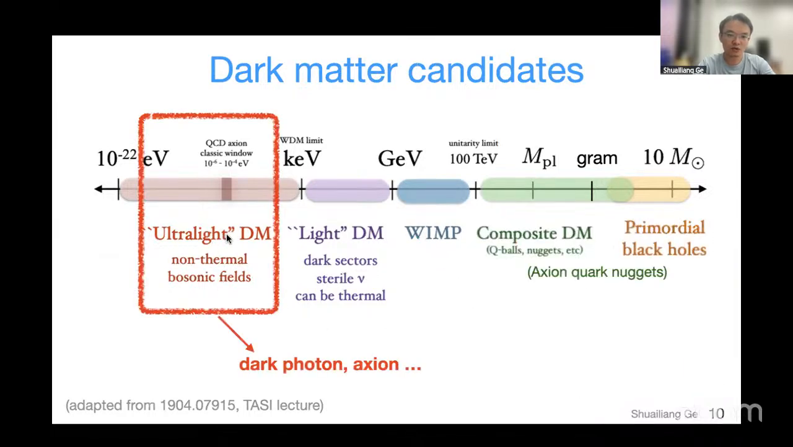Such dark matter particles are very light compared with the traditional WIMP dark matter, so they have a huge number density, and they can be treated as classical waves. You can also call them wave dark matter. Famous candidates of this kind of dark matter are the dark photon and also the axion. This talk will focus on the dark photon.